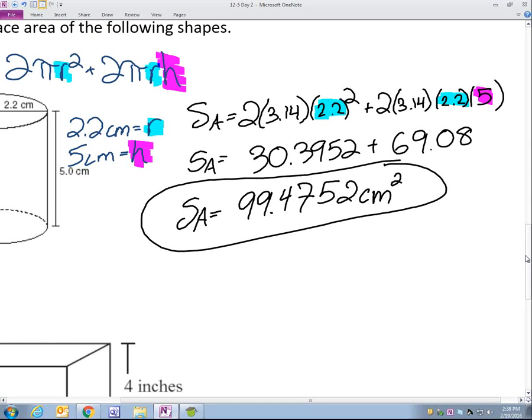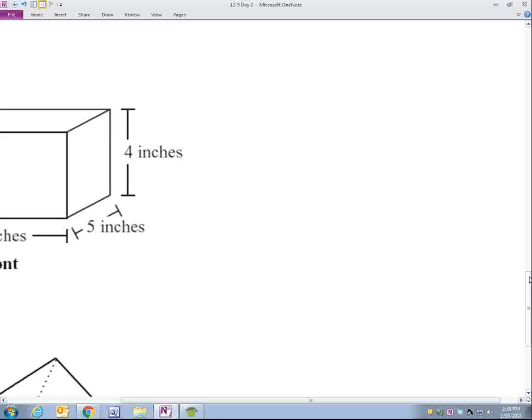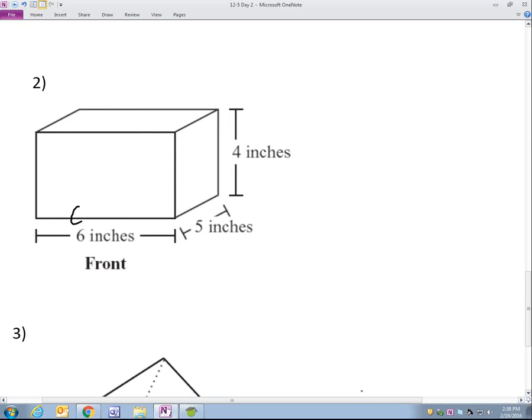Does anybody not have that finished copied yet? Thank you. We're moving along. Now we have a rectangular prism here, so I'm going to rewrite the surface area for a rectangular prism.